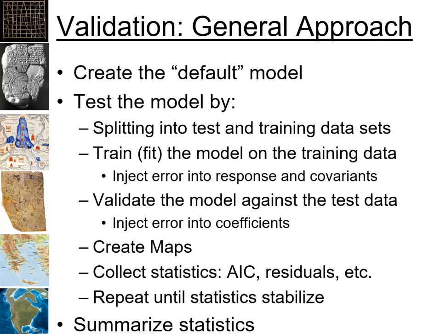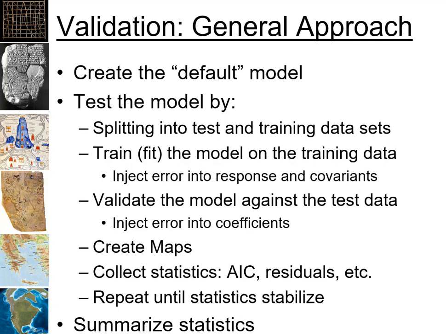Now to talk about validation in general. When we create a model, what we want to do is be able to validate it in some way. There's a number of different ways to do that, but you basically get your model, you evaluate it with AIC, you pick that as your best model, and then you're not done yet. We want to still be able to beat on it. So we typically split it into test and training data sets. We train the model on one set of data, and then we test or validate it against the test data.